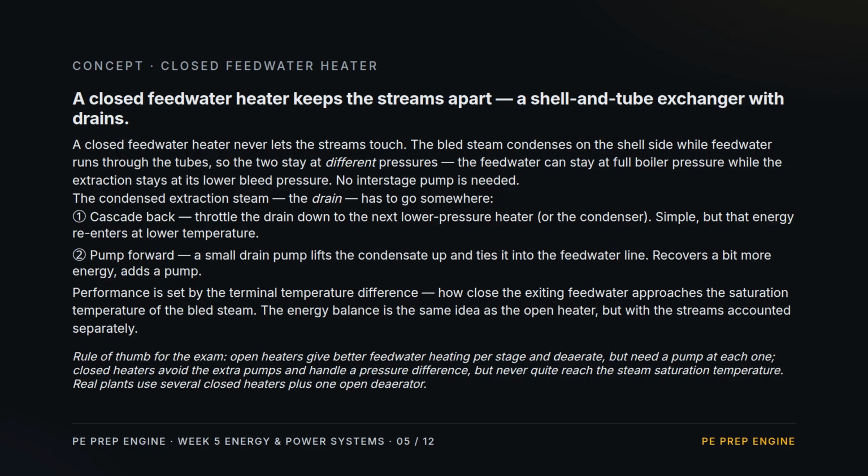The bled steam condenses on the shell while feedwater runs through the tubes, so the two can sit at different pressures and no interstage pump is needed. The condensed extraction, the drain, either cascades back to a lower pressure heater or gets pumped forward into the feedwater line. Performance is set by the terminal temperature difference, how close the feedwater comes to the steam saturation temperature. Real plants run several closed heaters plus one open deaerator.